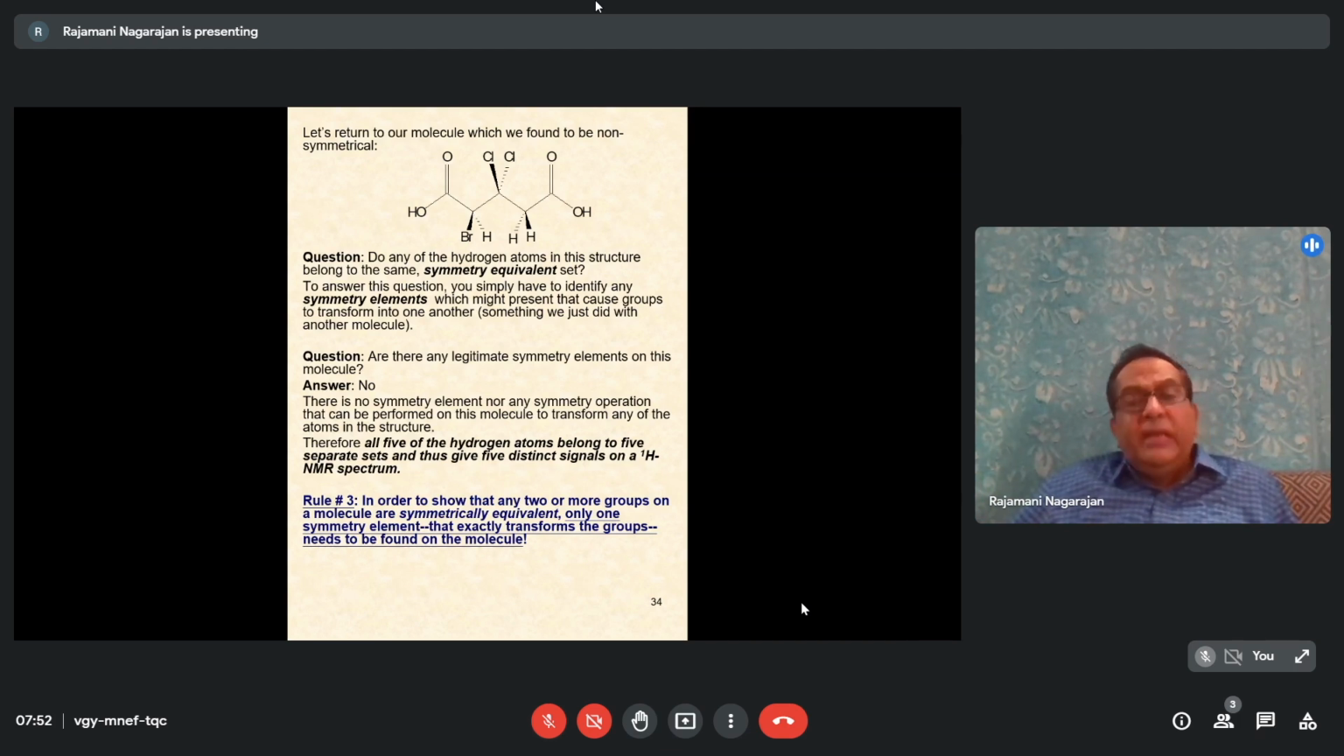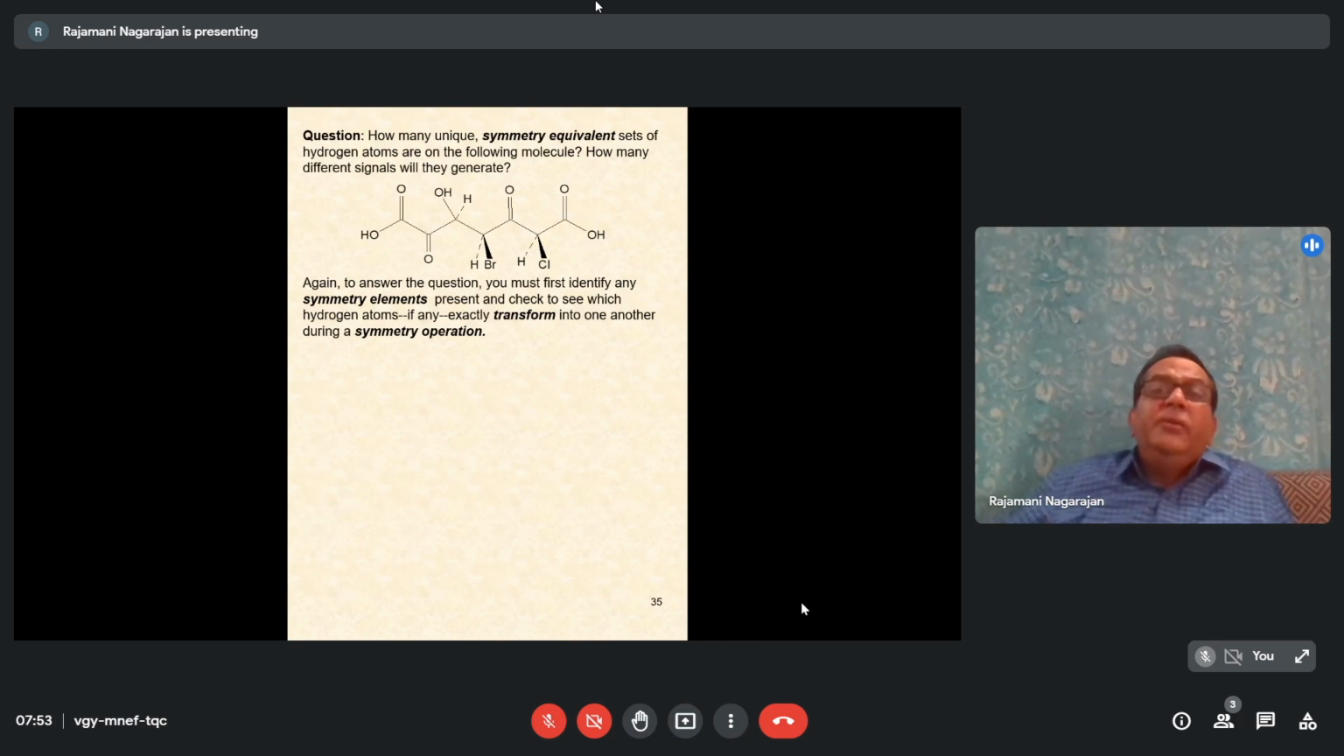Rule number 3: in order to show that any two or more groups on a molecule are symmetrically equivalent, only one symmetry element that exactly transforms the groups needs to be found on the molecule. So, the question is, how many unique symmetry equivalent sets of hydrogen atoms are on the following molecule? How many different signals will they generate?